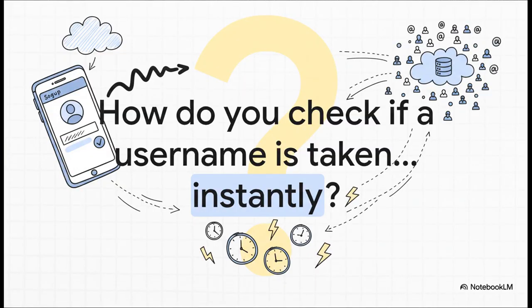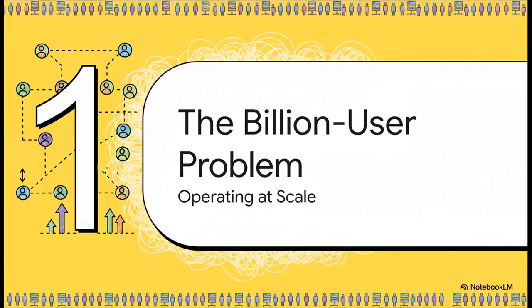Imagine you're building the next big thing, a new social network. A user wants to sign up. How in the world do you check if their dream username is available, out of hundreds of millions of accounts, without making them sit there and wait? I mean, this is a challenge that giants like Gmail and Twitter have to solve literally thousands of times every second. And this seemingly simple check is what we call the billion-user problem.